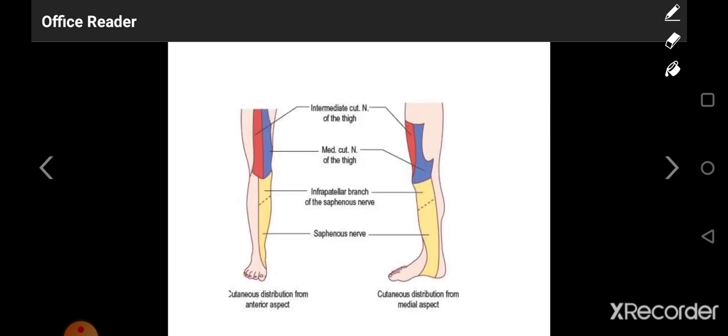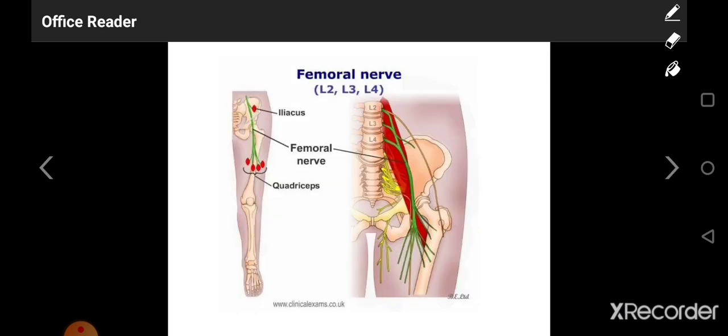This is the cutaneous innervation of the femoral nerve. It provides the intermediate cutaneous nerve of the thigh, the medial cutaneous nerve of the thigh, the infrapatellar branch, and the saphenous nerve. This is the femoral nerve, again with its origin from the lumbar plexus, L2, L3, L4.